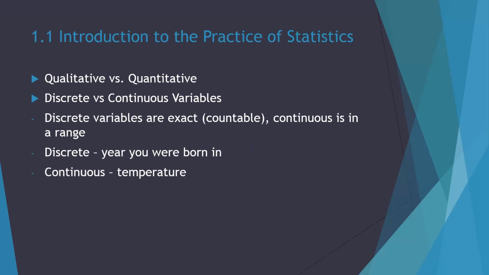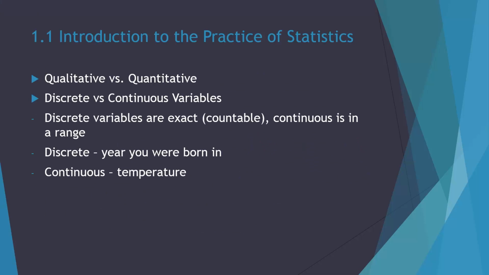Then we break that down in the quantitative area between discrete versus continuous variables. This can be a little bit confusing, but one thing I suggest, look up examples. Google it, discrete versus continuous variable examples. Discrete variables are exact or countable. Continuous is in a range.